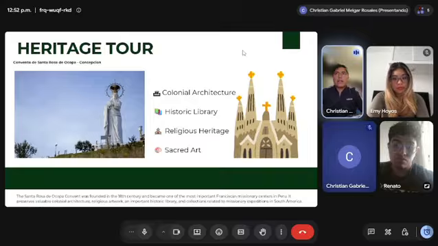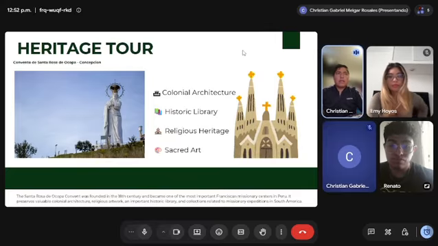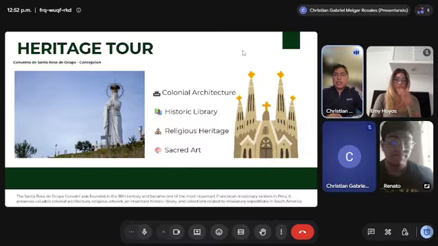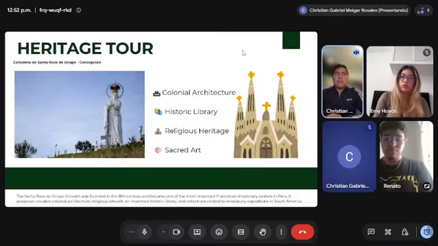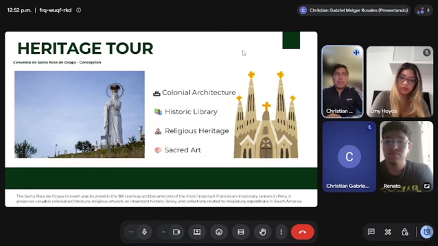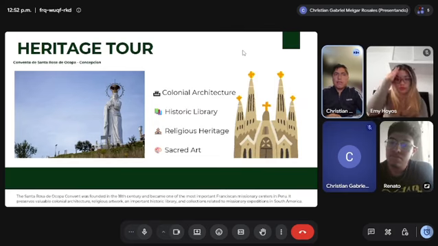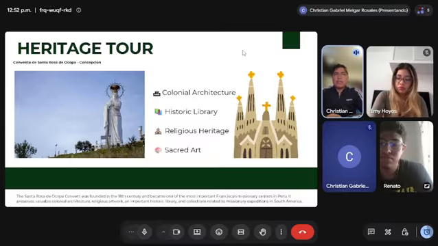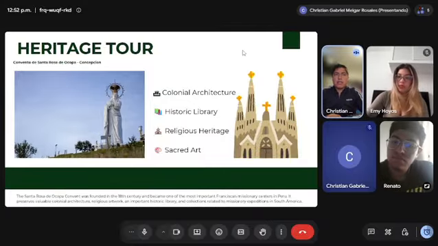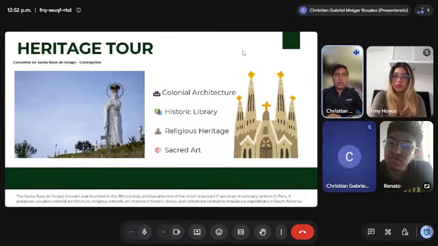Now I'm going to talk about the heritage tour. In this case, for the Santa Rosa Convent, it's important to consider the next thing. Welcome to Santa Rosa de Ocopa Convent. This convent is located in the province of Concepcion in the Junin region of central Peru. It was founded in the 18th century and became one of the most important Franciscan missionary centers in South America. Today it is recognized for its colonial architecture, valued religious art, historic library, and missionary museum. The convent represents an important part of Peru's cultural and religious heritage.